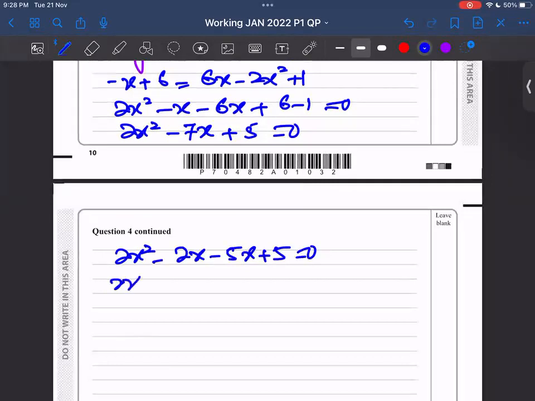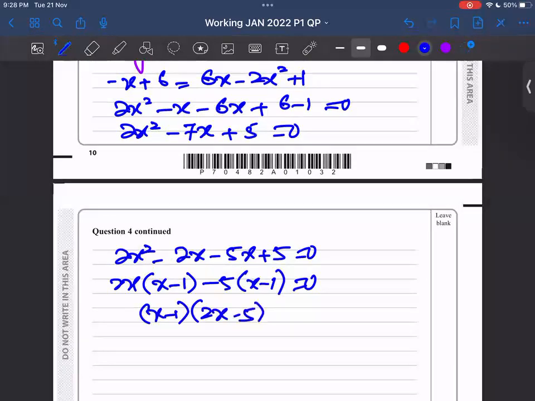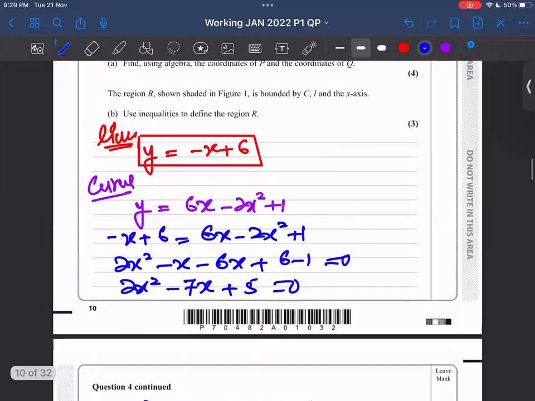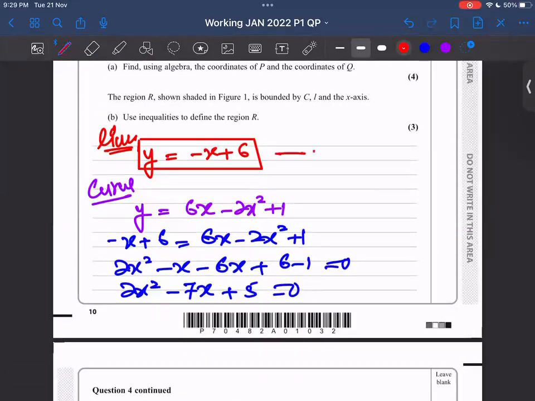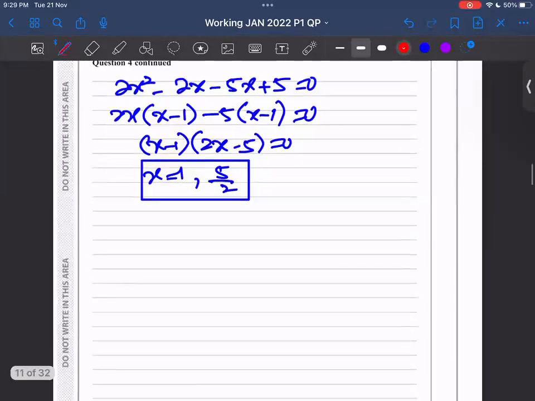I got 2x common, x minus 1. I got minus 5 common, to become x minus 1. I got two values of x, which are 1 and 5 by 2. Once I got these two values, I'm going to put them in the equation of the line here. y is equal to minus x plus 6. The value of x is 1.